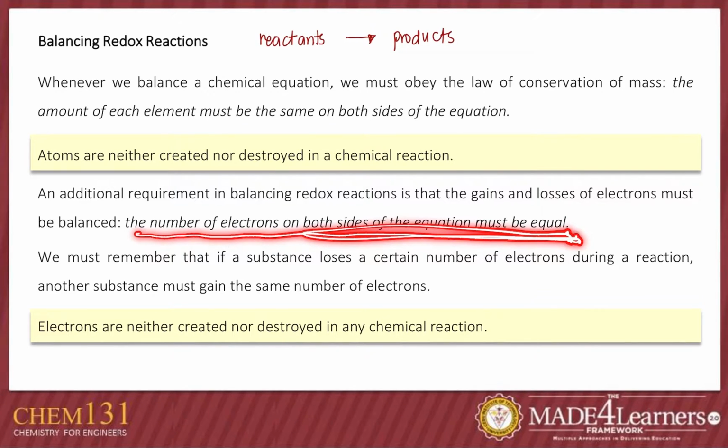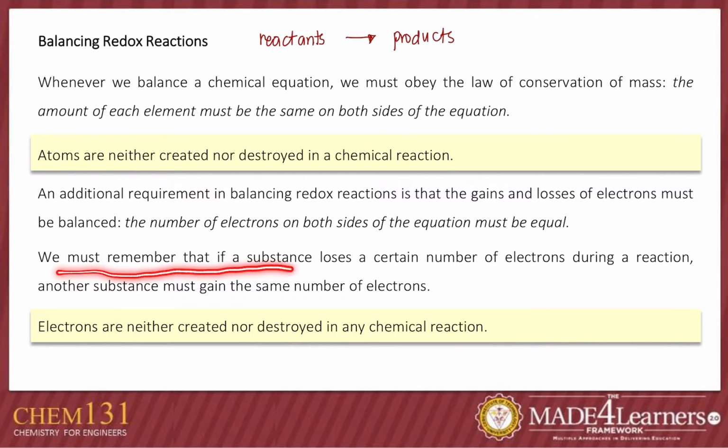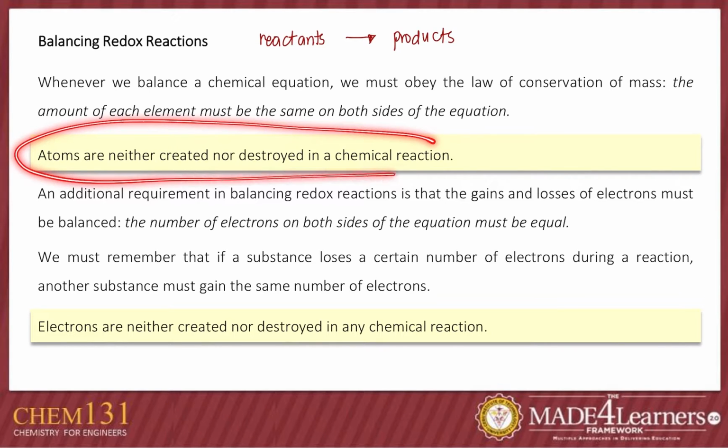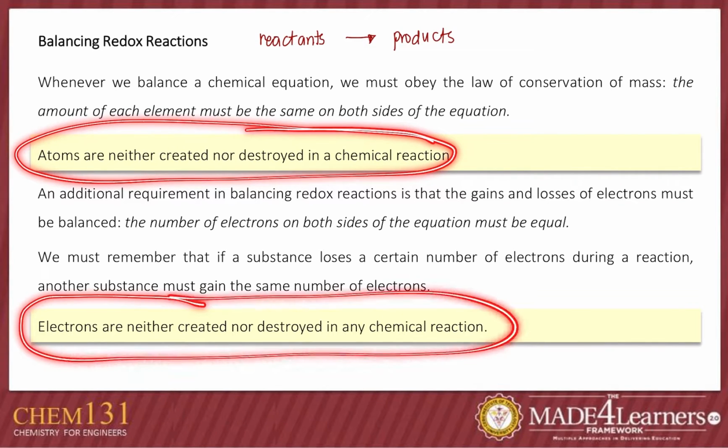And the same thing with atoms, we must remember that if a substance loses an electron during a reaction, another substance must gain the same number of electrons. So just like atoms, electrons also are neither created nor destroyed in a chemical reaction because they are just transferred to another substance. So in balancing redox reactions, we look at the number of atoms and we look at the electrons on both the reactant and the products side.